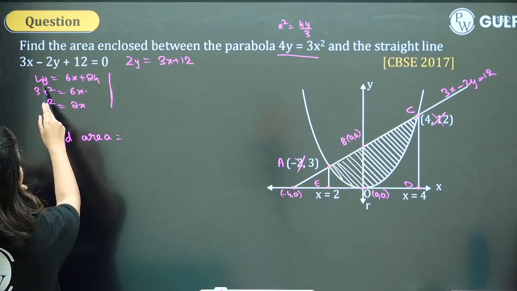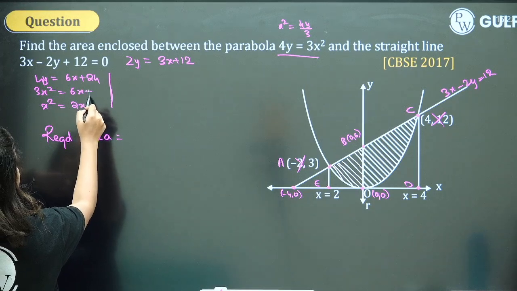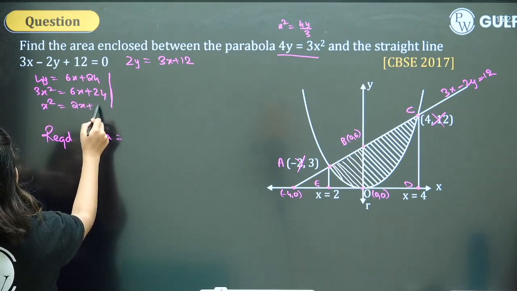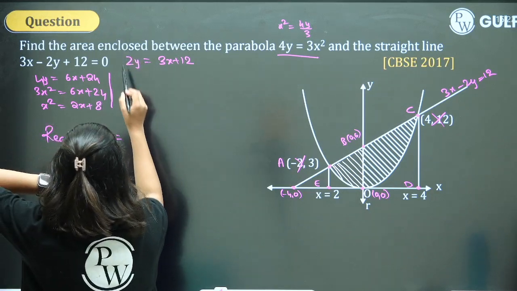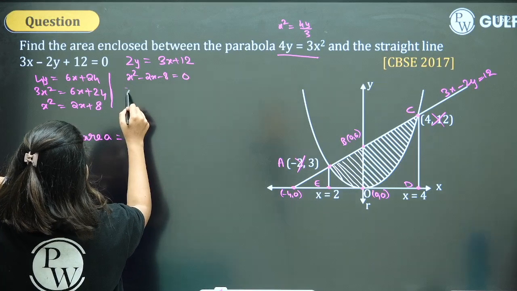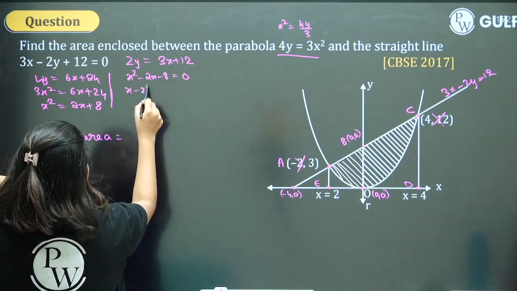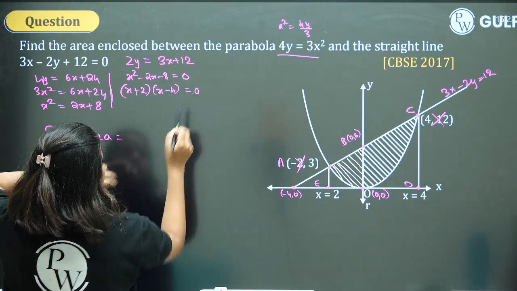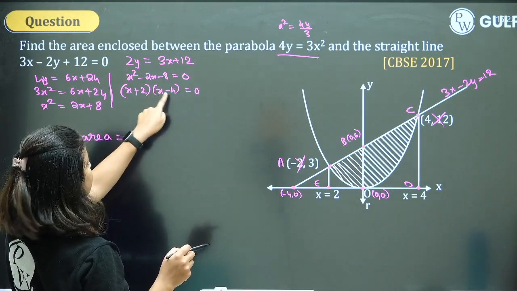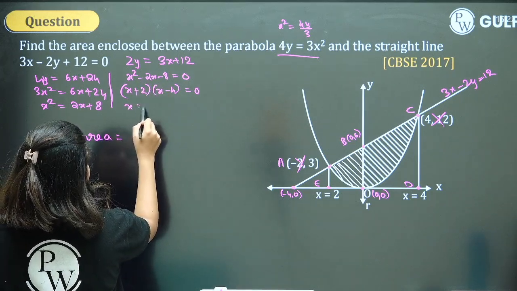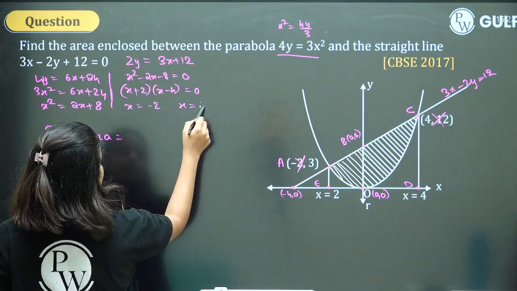और फिर 4y की जगह 3x स्क्वायर इज इक्वल टू 6x प्लस 24, divide by 3. x स्क्वायर is 2x and 8. All right, please. x square minus 2x minus 8 equal to 0. x minus 2, x minus 4. अच्छा, x plus 2, x minus 4 equal to 0. 2 4s are minus 8, minus 2. I mean, 2 minus 4 is minus 2. We get two values of x. x equal to minus 2, x equal to 4.